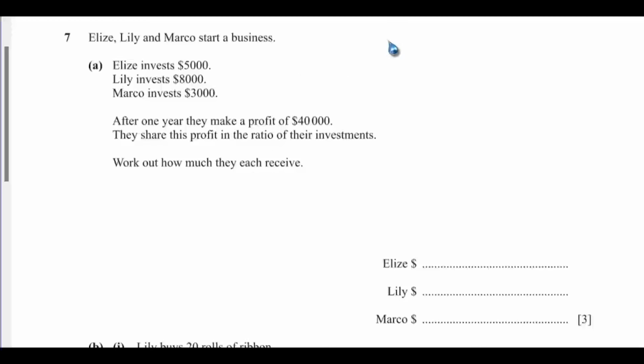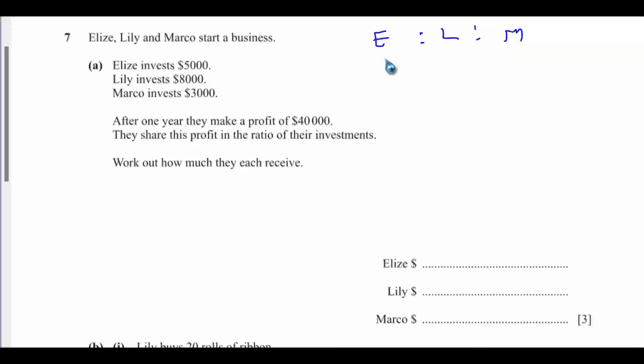Okay, so we can say Elise is E, then Lily is L, and Marco is M. Okay, so this will be their ratio. Since they are all in thousands, so we can divide through by 1,000.